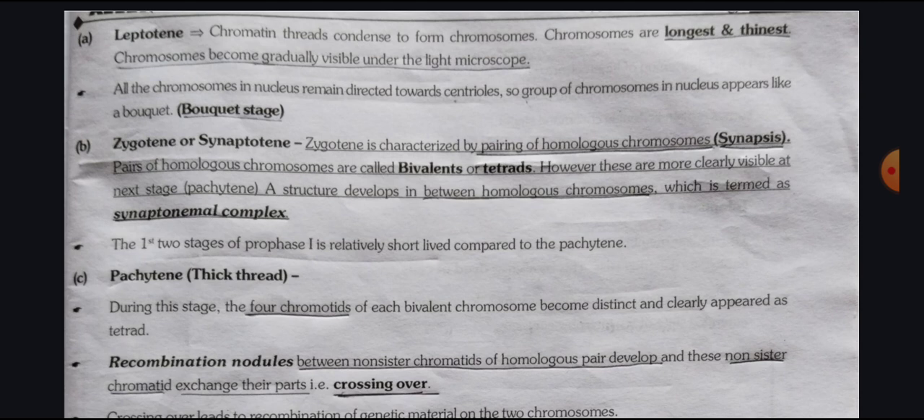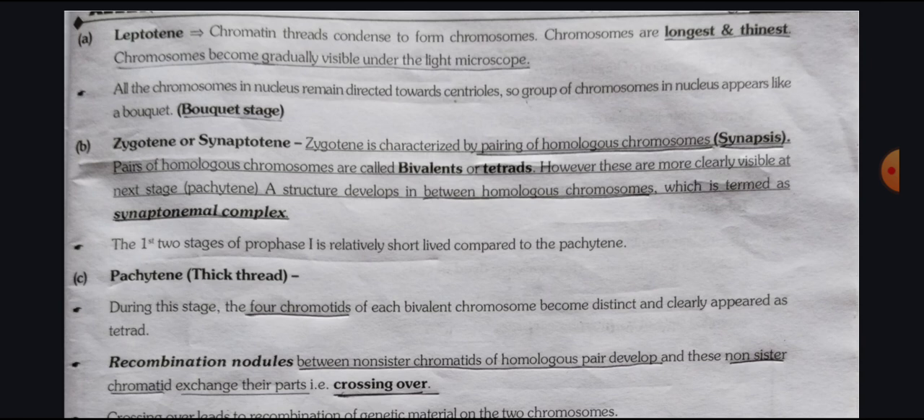Number two, zygotene or synaptotene. Zygotene is characterized by pairing of homologous chromosomes, synapsis. Pairs of homologous chromosomes are called bivalents or tetrads. However, these are more clearly visible at the next stage, pachytene. A structure developed in between homologous chromosomes is termed the synaptonemal complex. The first two stages of prophase one are relatively short-lived compared to pachytene.